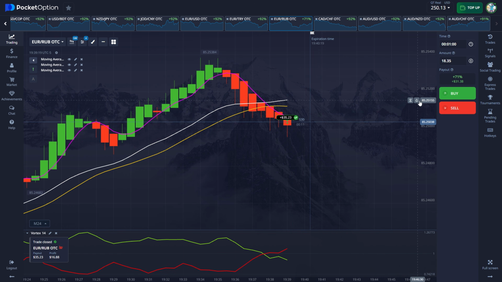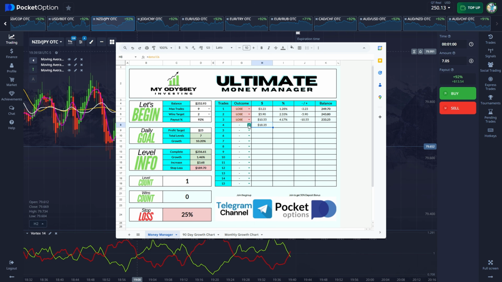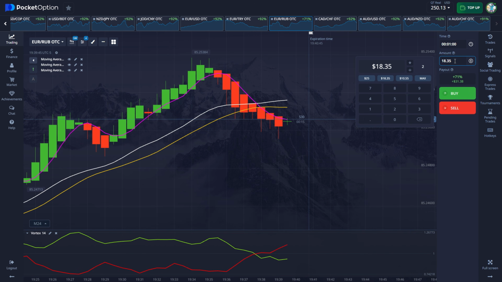2-1, and that was a win. There we go. All right, back to the Ultimate Money Manager. Okay, so we have a win. There we go. So we need 2 wins in order to complete this level. So we will do one more win. So 705 is what we will enter inside of our Pocket Option. All right, 705.